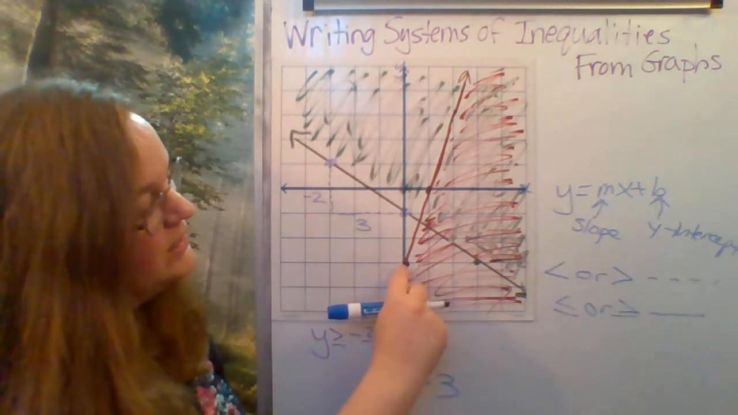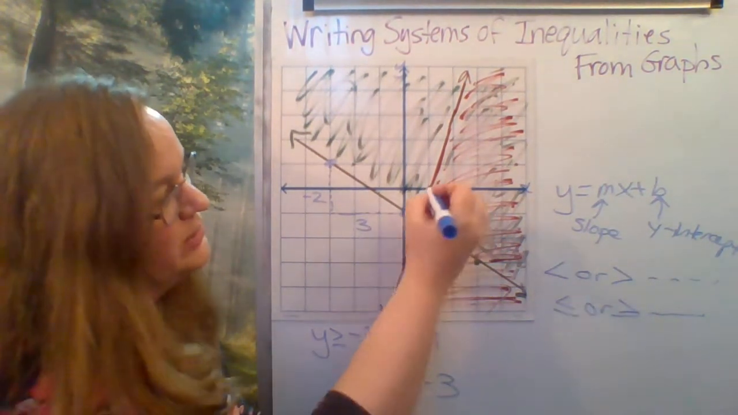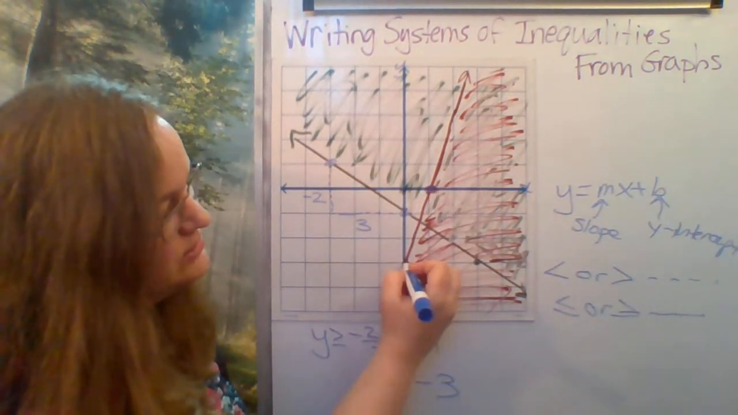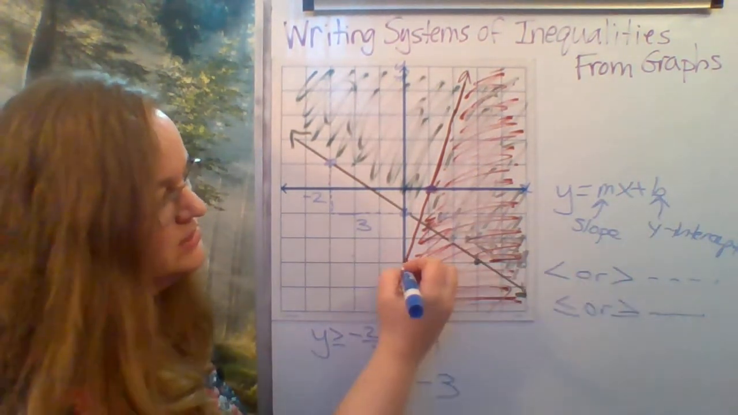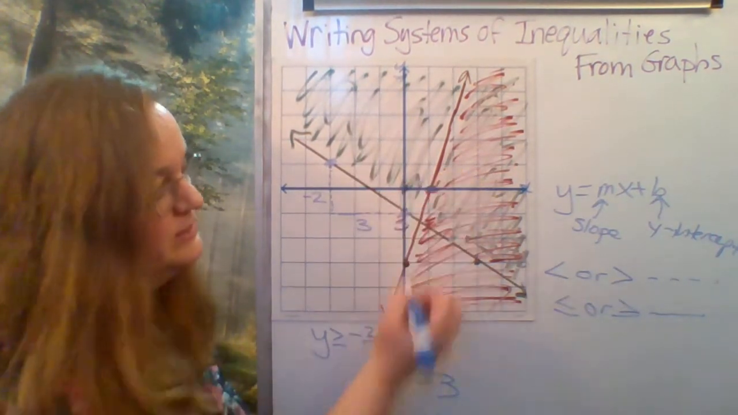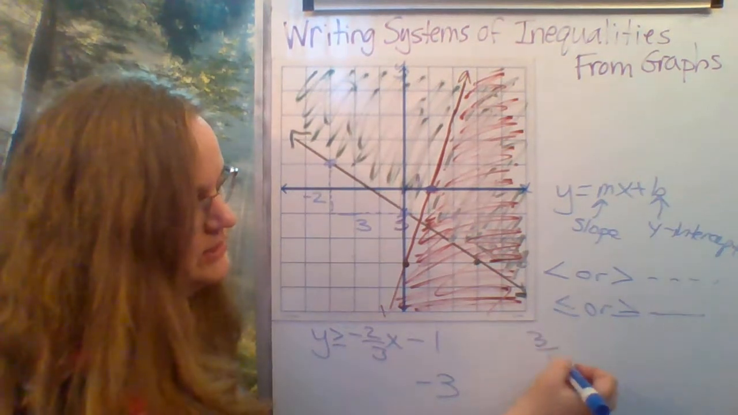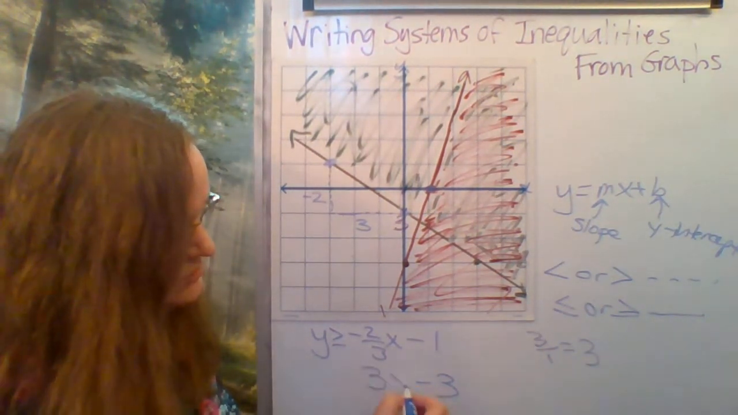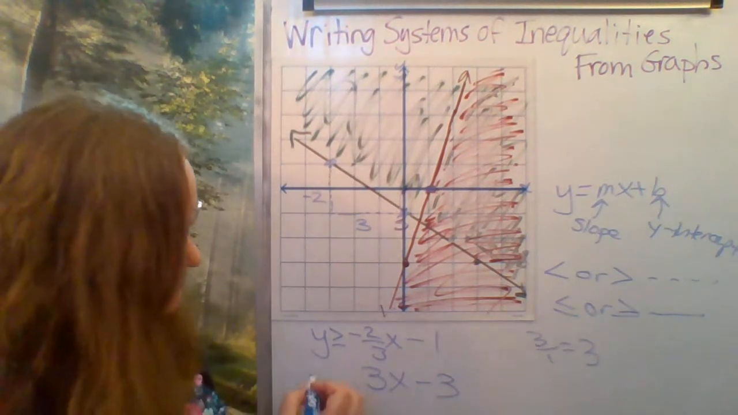Okay. And from there, I have to find another point. It looks like there's another point right here. And so to get there, I'm going across this way. I've got to go up 3 and over 1. So 3 over 1 is the same as 3. So my slope is 3. So it's 3x minus 3.